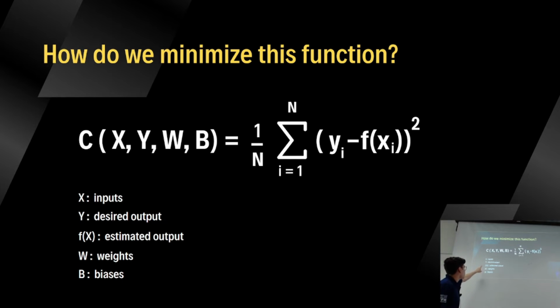X are the inputs, Y is the desired output, f of x is the estimated output of this neural network, W is a vector with the weights, B with the biases. As I said, the goal here is to minimize this cost function, or the loss function. We cannot change the inputs, we cannot change the desired outputs, but we can change the weights and the biases, and changing these two parameters, we can change the estimated outputs, and then we can minimize the cost function.